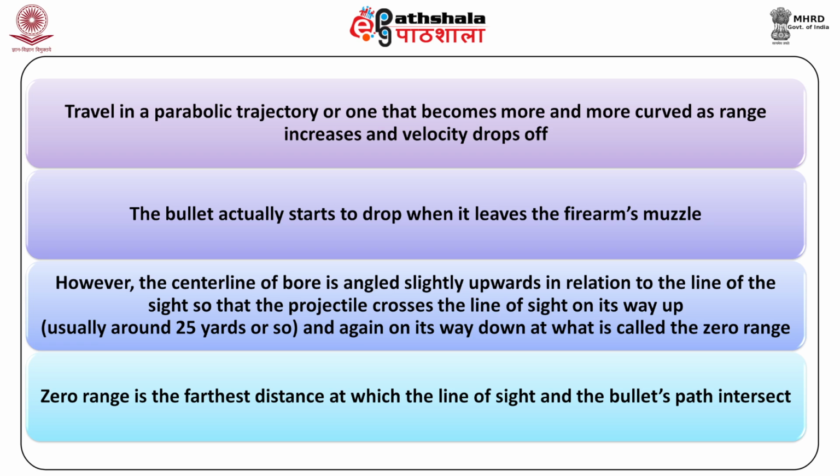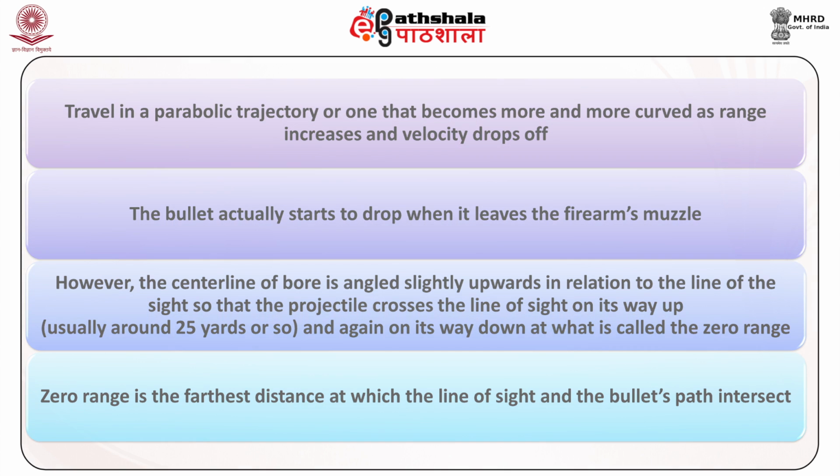However, the center line of the bore is angled slightly upward in relation to the line of the sights, so that the projectile crosses the line of sight on its way up and again on its way down at what is called the zero range. Zero range is the farthest distance at which the line of sight and the bullet's path intersect.